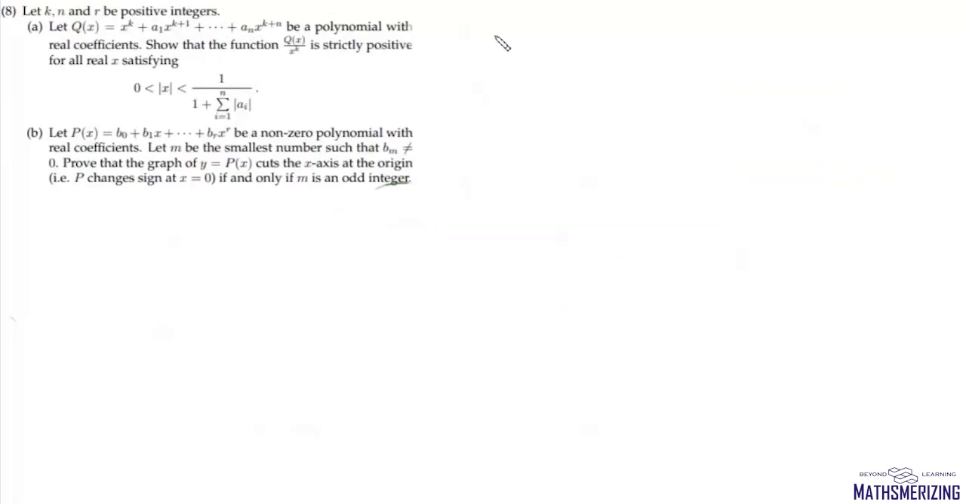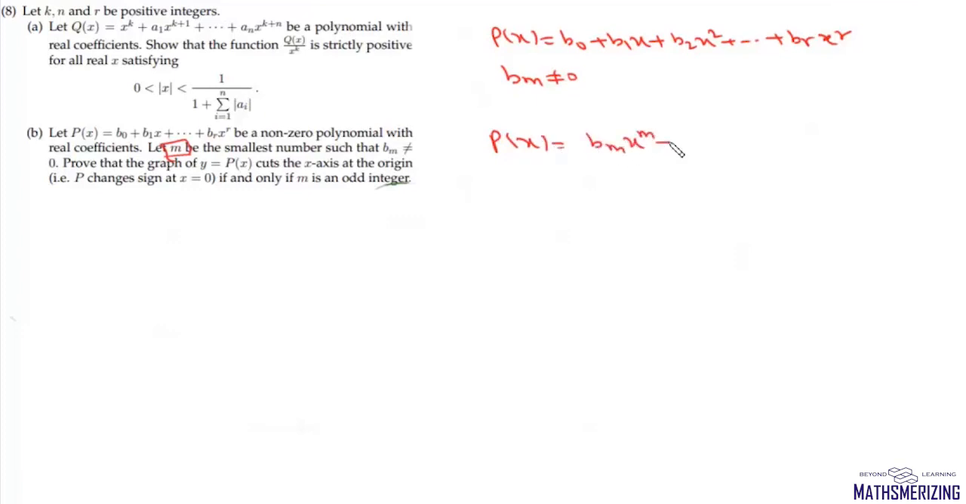Now we'll come to its second part, and its second part says px is b0 plus b1x plus b2x square plus br into x to the power r. If m be the smallest number such that bm is unequal to 0. So that means all other coefficients before m will be 0. Then we can write this polynomial px as bm x to the power m plus bm plus 1 x to the power m plus 1 plus br x to the power r.